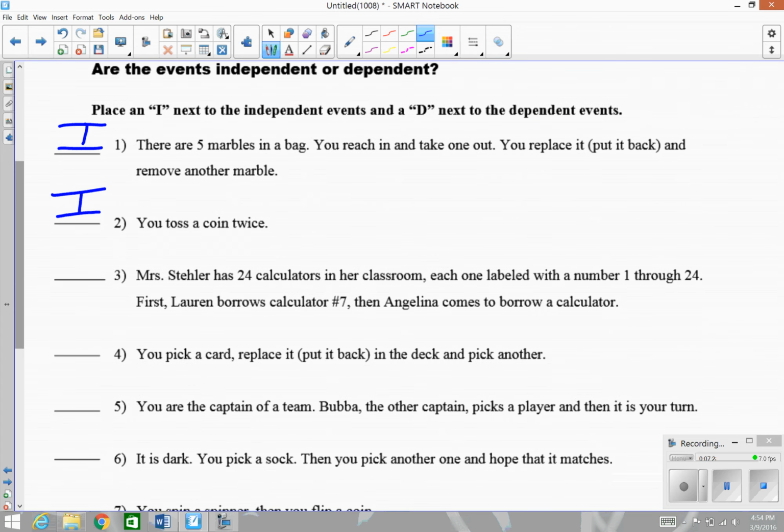Mrs. Steeler has 24 calculators in her room. True story. Each one is labeled with a number 1 through 24. First, Lauren borrows calculator number 7. Then Angelina comes in to borrow a calculator. So if Lauren's borrowing number 7, is that going to affect which calculator Angelina can choose? Yeah. We've changed the total. Instead of having 24 calculators available, there's now only 23. So we say that's dependent.